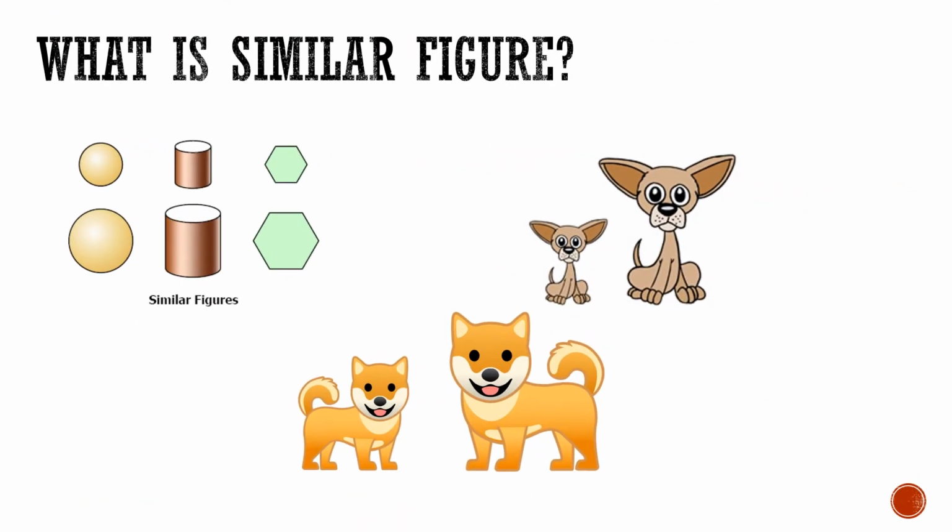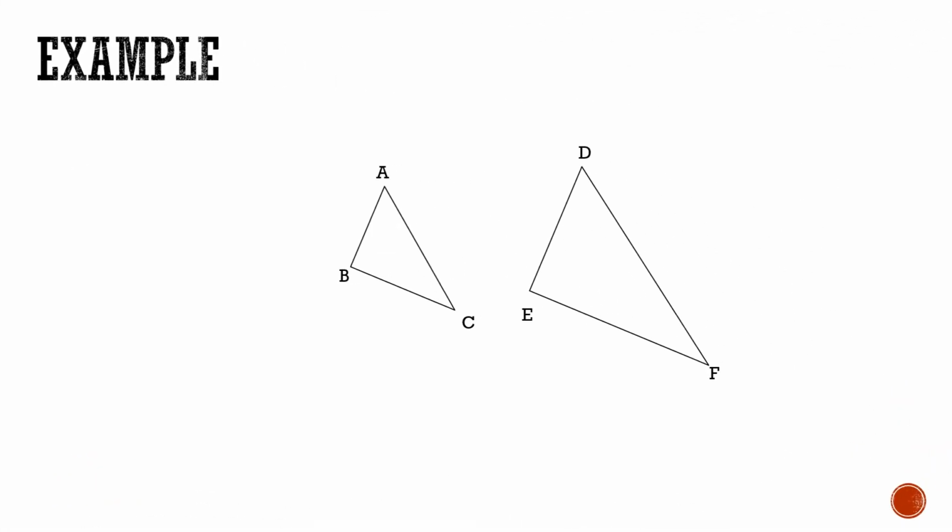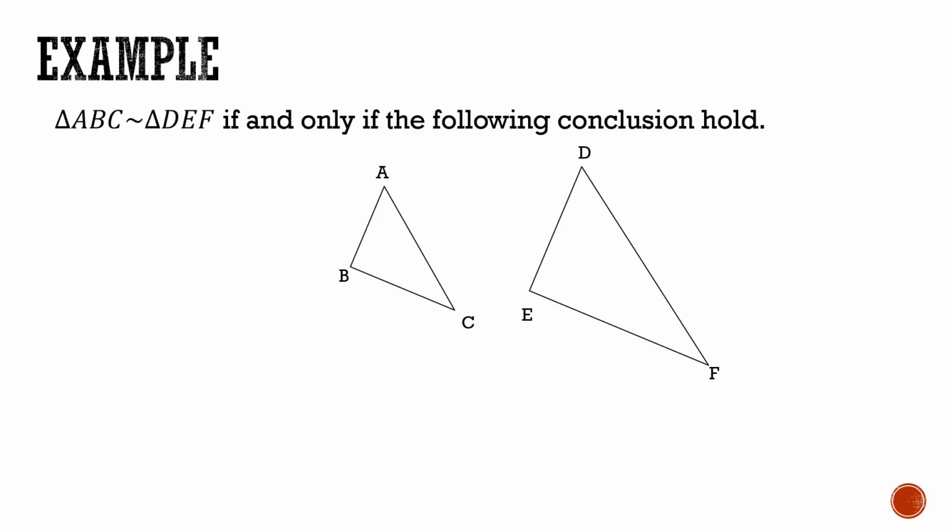So these are some other examples of similar figures. Triangle ABC is similar to triangle DEF if and only if the following conclusions hold. As I said, the corresponding angles should be congruent. So angle A is congruent to angle D.